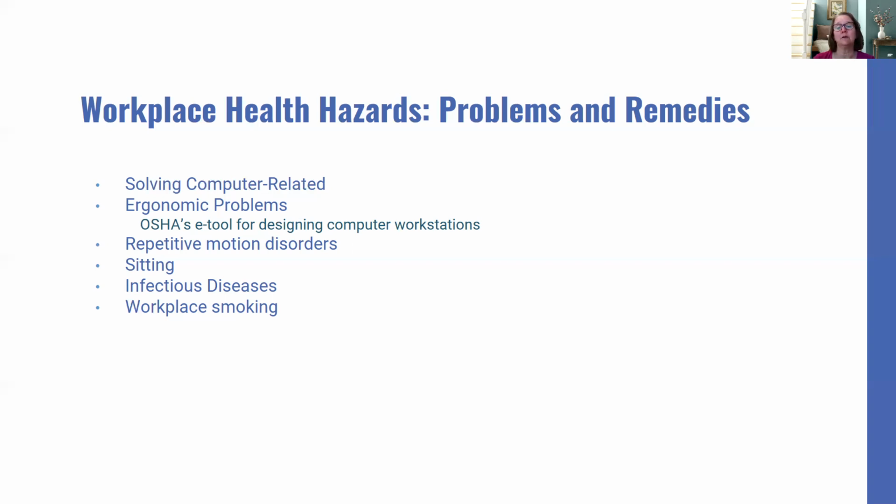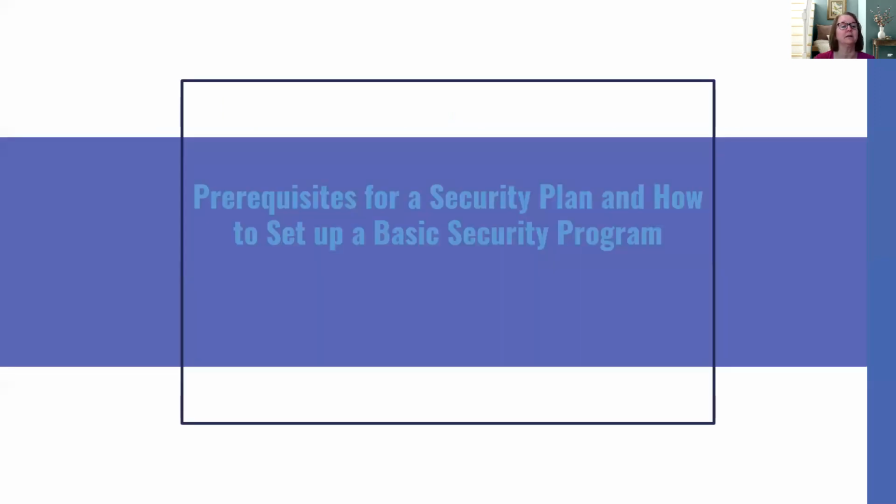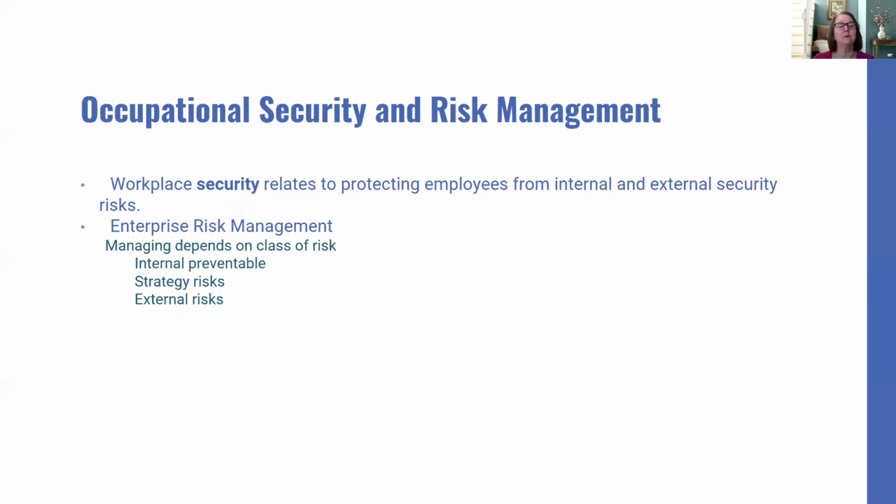And then finally, workplace smoking. Smoking is a serious health and cost problem for employers. And it costs companies higher fire insurance and higher health insurance and increased absenteeism. And employees who smoke take a lot more breaks as well. So you get less productivity. Those are workplace health hazards, and then how to deal with them.